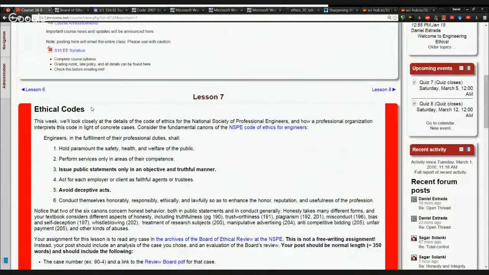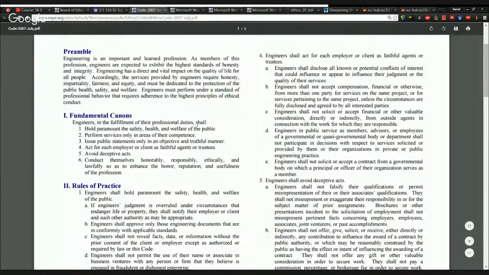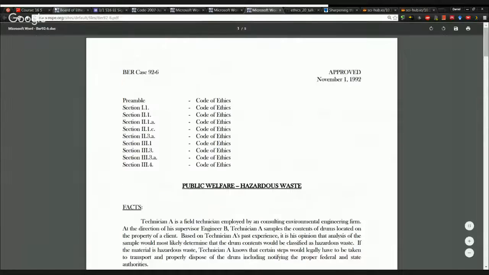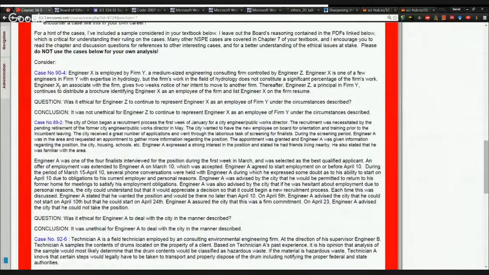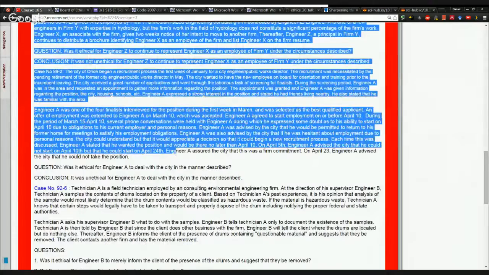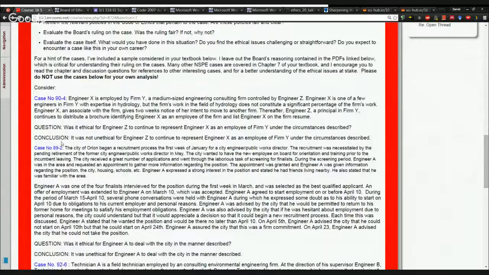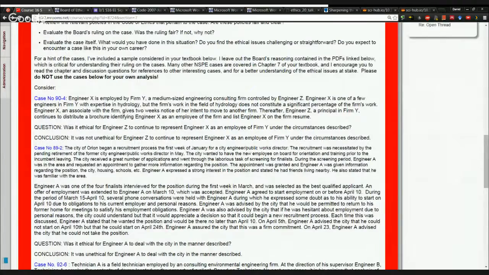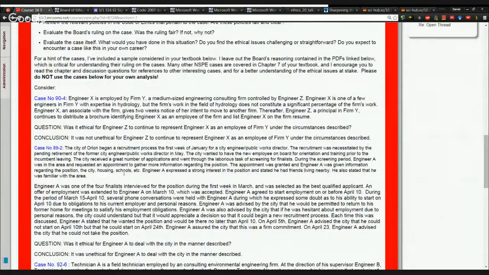Yeah. So my plan for this hangout, I want to go over the ethical codes. I have 3 particular cases that I've highlighted on the lecture. I don't know if I'll go through all 3 of them. We'll see how far I get, but I want to talk about a few of these. Please do not consider these 3 cases, 90-4, 89-2, and 92-6. Don't consider these particular cases in your own analysis, because we're going to be doing them here in the Hangout. You can do any of the other cases, though.